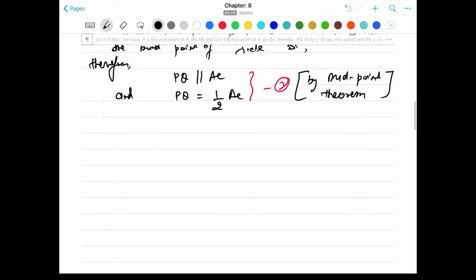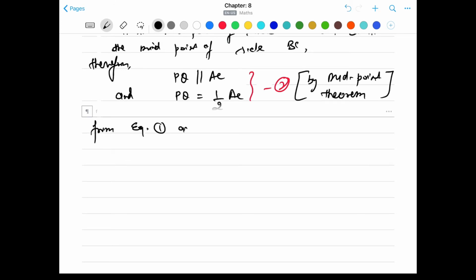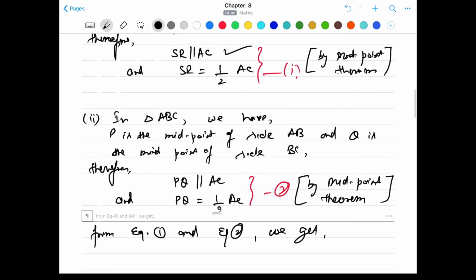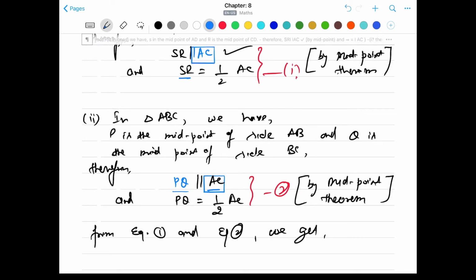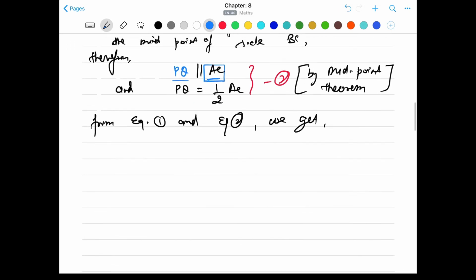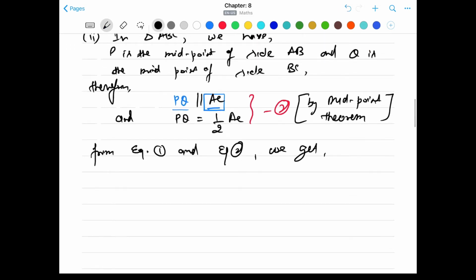From equation 1 and equation 2 we get that SR is parallel to AC and PQ is also parallel to AC. So both are parallel to the same thing, AC. That means these two sides PQ and SR are also parallel. So from equation 1 and 2 we get that PQ is parallel to SR.